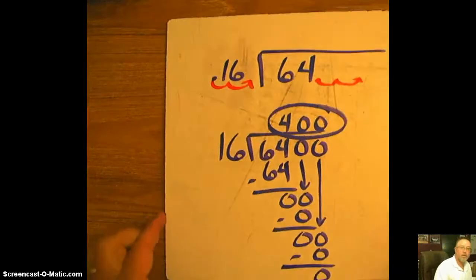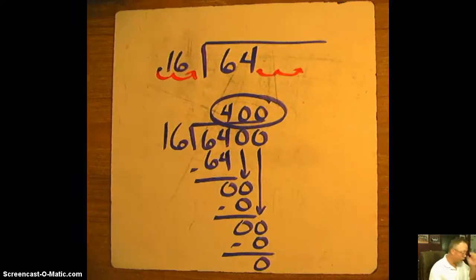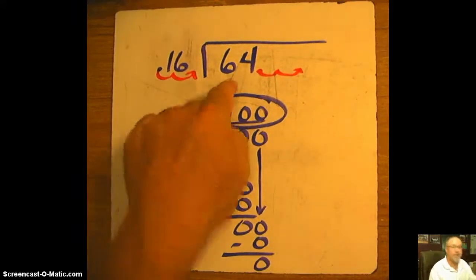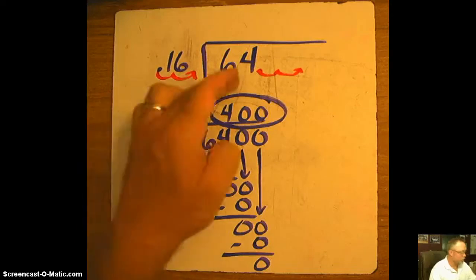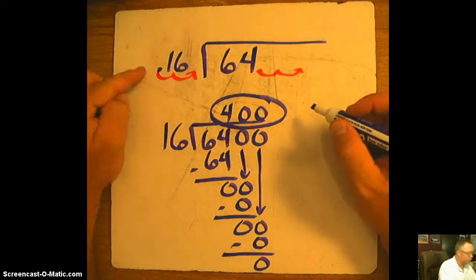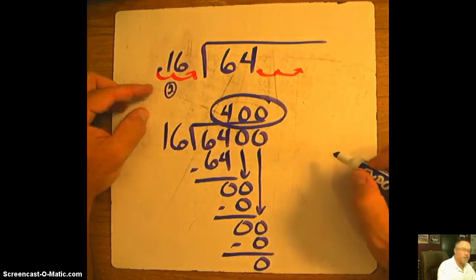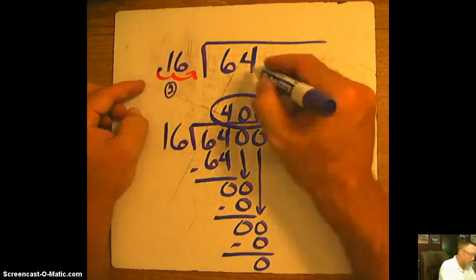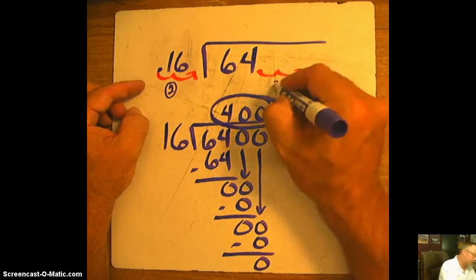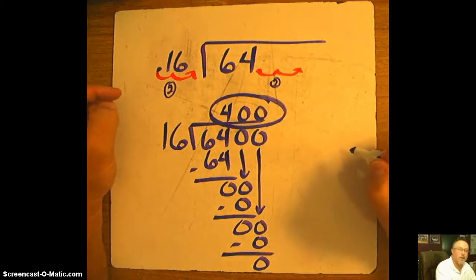So a couple more. So we have one here that's 0.16, and we're dividing it into 64. So now we know that this is not a whole number, so we have to make it that way. So we have to move it 2 places over. So depending on how many places you move it, that also dictates what you do in here. So again, we have to move it 2 places to the right.